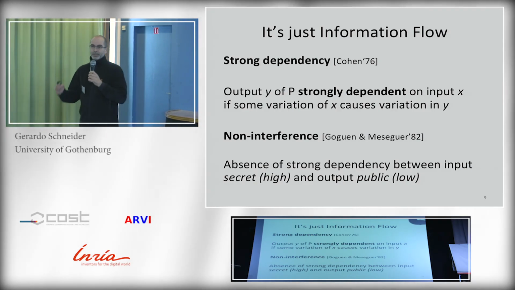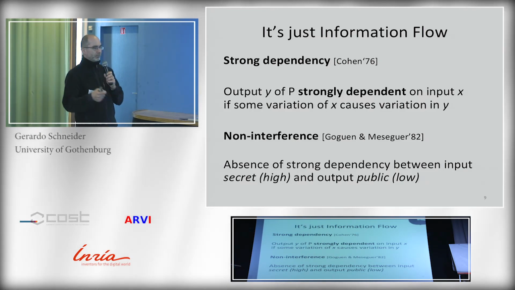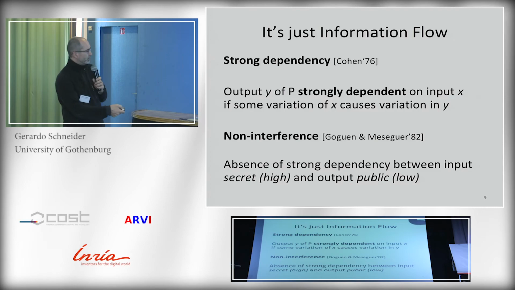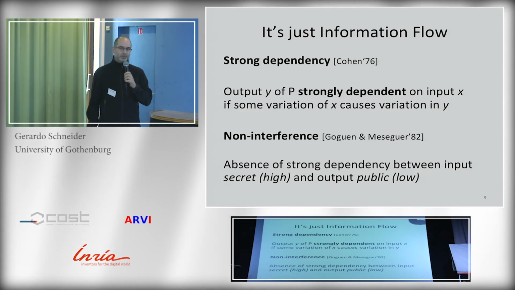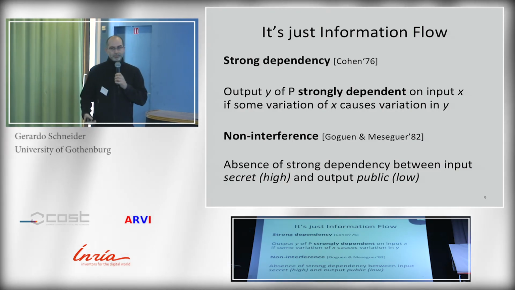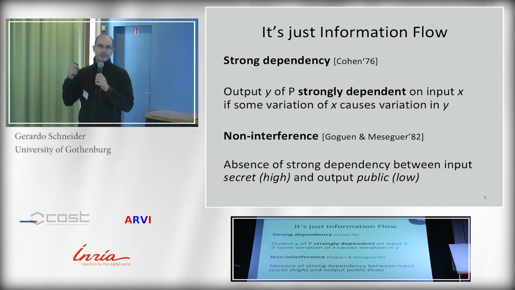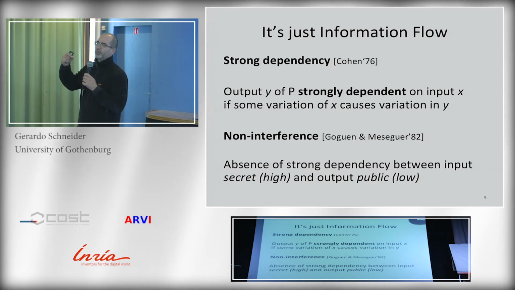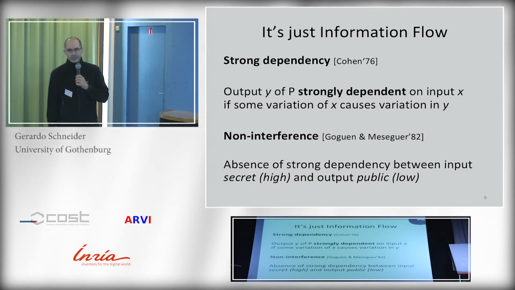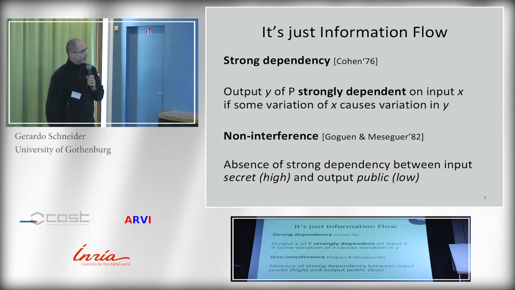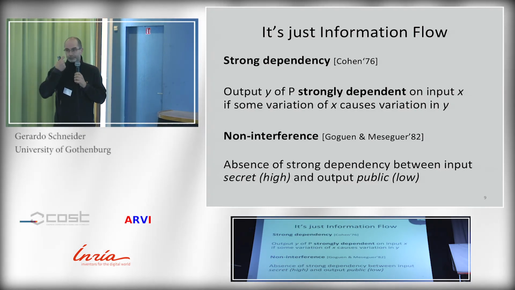And with non-interference, the objective is to show that there is no strong dependency between the inputs that are considered secret, or high, from the security point of view, and the public output, or low. So you don't want to see flow from high variables to low variables, because you can learn secrets essentially. And this has been the basic concept behind many of the information flow security lines of research.